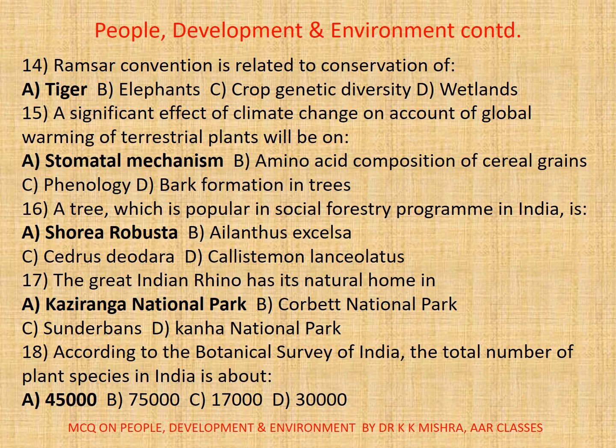16. A tree which is popular in social forestry program in India is Shorea Robusta. Correct option is A. 17. The Great Indian Rhino has its natural home in काजीरंगा नेशनल पार्क. कई बार पीछे भी आया है. राइनो का डायरेक्ट संबंध काजीरंगा नेशनल पार्क से है. 18. According to the Botanical Survey of India, the total number of plant species in India is about 45,000. So correct option is A.